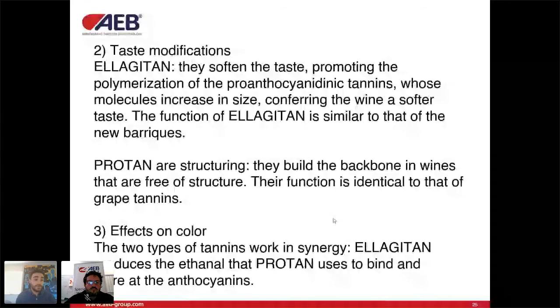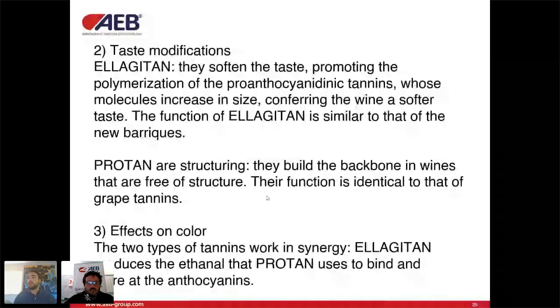They do two different jobs in the color stabilization, but you need both in the wine when you want to stabilize color, because the ellagic tannin is responsible for the first part of the reaction, while the proanthocyanidic tannin has to be activated to start the condensation reaction, the copigmentation reaction.